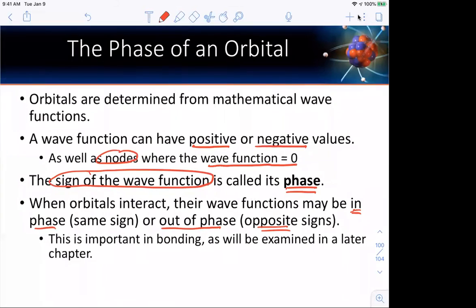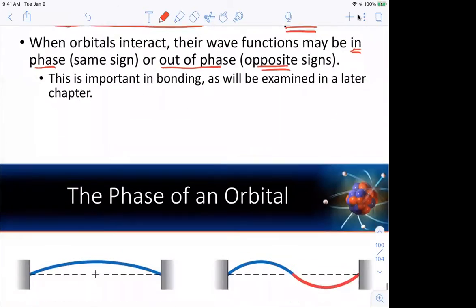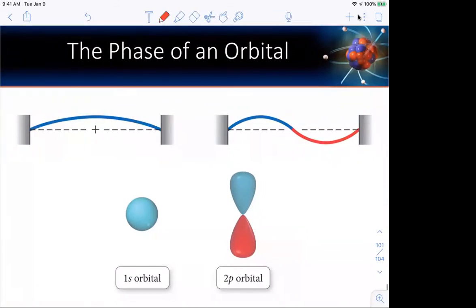This is important in bonding. I have to have an in-phase interaction to form a bond. If they're out of phase, I'm not going to form a bond. And this is going to be examined in a later chapter. So this is what it would look like. This only has 0 nodes, so it only has a positive solution. Here, this would be positive and this would be negative.